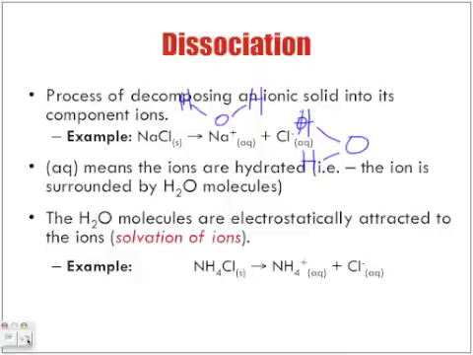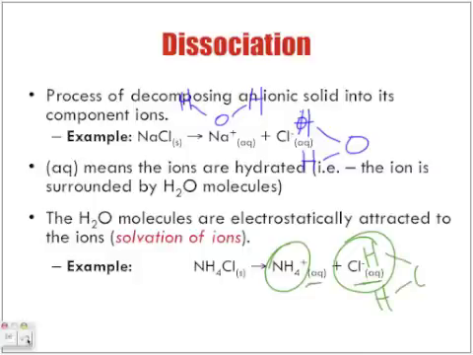Here's another example: ammonium chloride. When we dissociate it, we are separating it into its positive ions and its negative ions, which are considered aqueous. Why are they aqueous? Because, again, they're surrounded by molecules of water. And what's going to surround this ammonium? Again, the slightly negative oxygen of the water molecules is going to surround this ammonium.